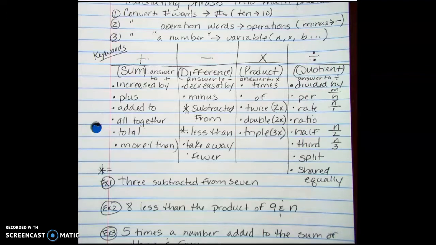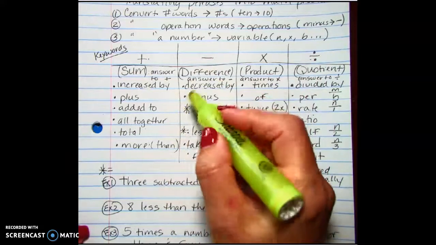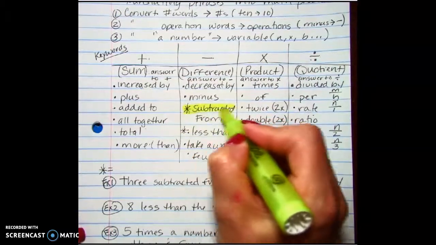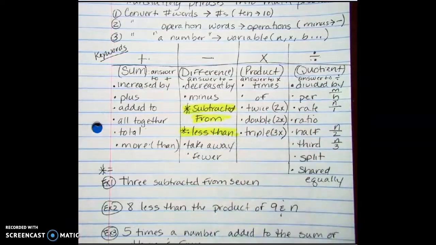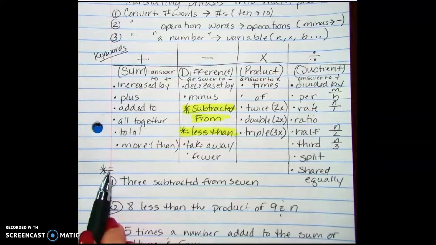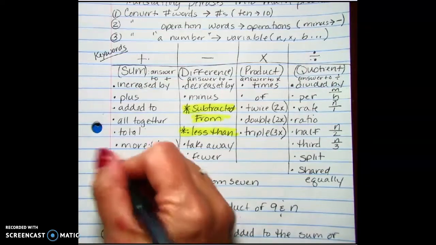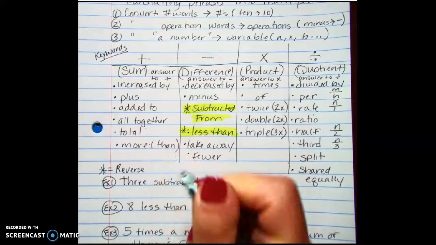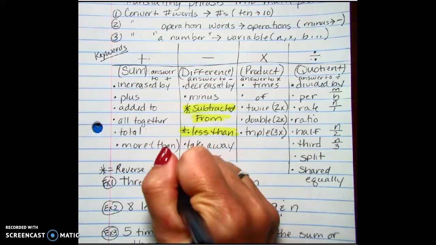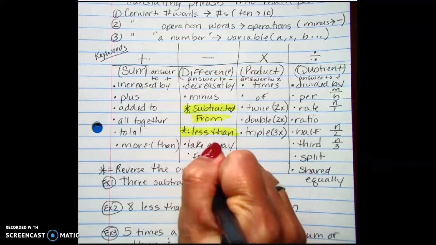Now, I said that I'm going to explain the asterisk. It's really important you highlight this because these are trigger words. So it's a little funny because this is our subtraction, and sometimes it gets a bit confusing. So I put an asterisk down here, and I want you to know what this asterisk means. It means that you need to reverse the order of the numbers.